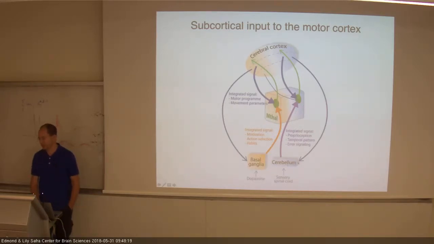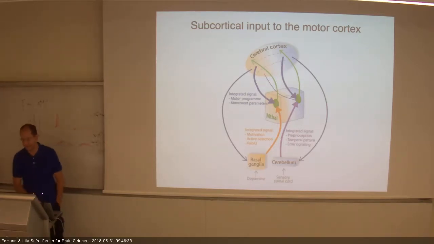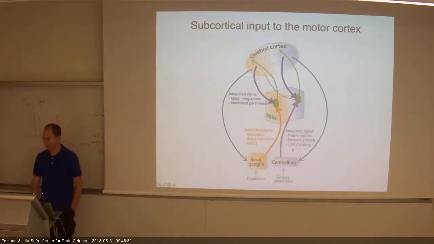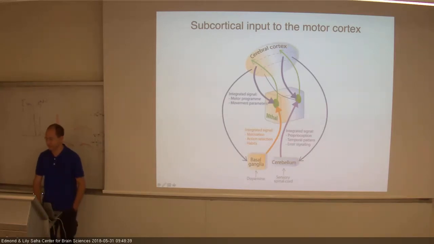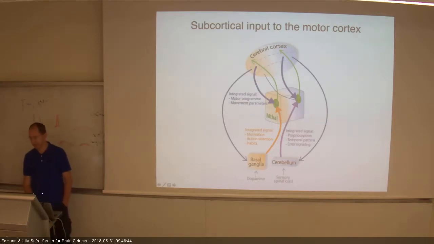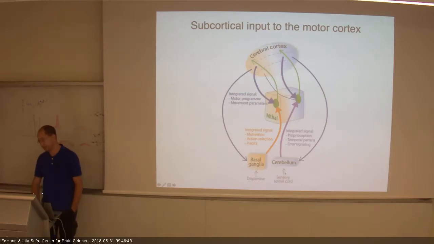The cerebellum is blamed to be related to error signaling, for example, when you do some behavior, you miss the target and you want to correct your movement, so the cerebellum is often blamed for doing that. Again, this is probably true in some sense, but probably not only the cerebellum is doing error correction. As I said, the sensory input gets to the cerebellum, so it's also a pathway that the sensory input goes back to the cortex. So these are the subcortical inputs to the motor cortex.